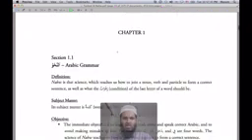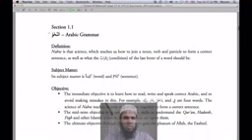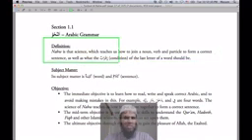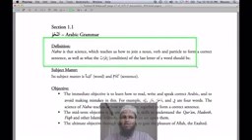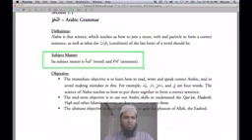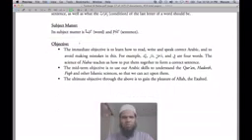Next, chapter 1, Bismillah. Section 1.1, Nahwa, Arabic grammar definition. Nahwa is the science which teaches us how to join a noun, verb, and particle to form a correct sentence, as well as the i'rab condition of the last letter. We know this. Subject matter: its subject matter is kalima. Kalima is word and kalam is sentence. Kalima is word, kalam or jumla is sentence. Any book, hadith, Quran, whatever you read or will read, inshallah, consists and will consist of kalima, words and sentences.